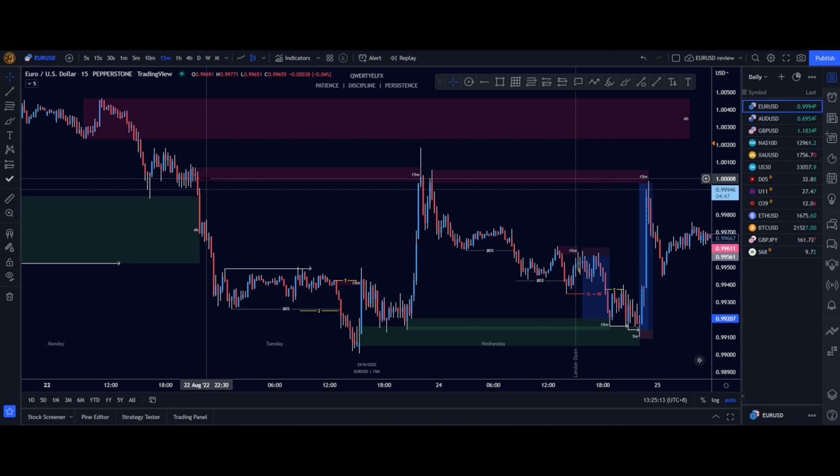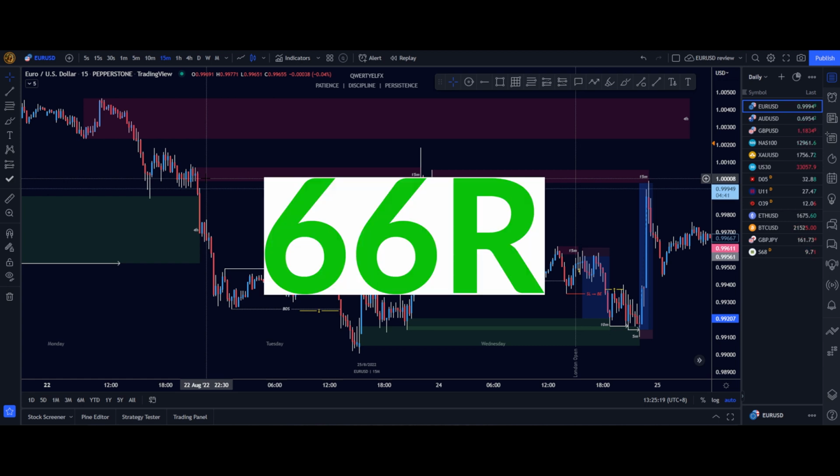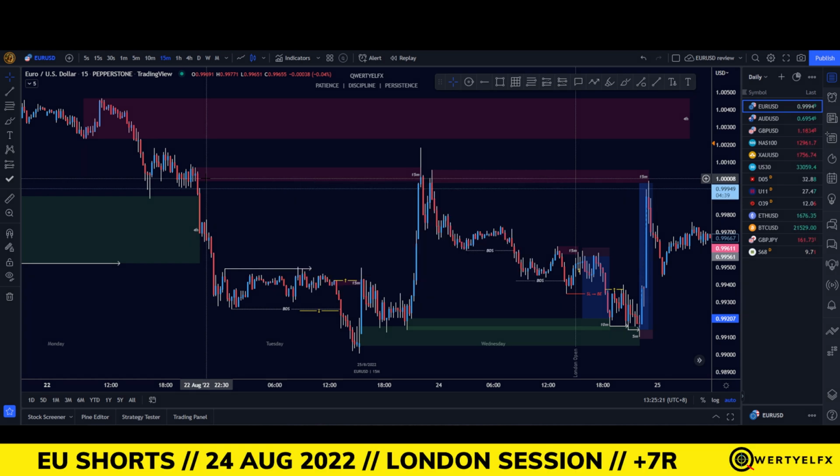Hey everyone, so here will be the trade recaps for EUR/USD, GBP/USD, as well as AUD/USD for a total of 66R yesterday on the 24th of August. So let's start off with EU.